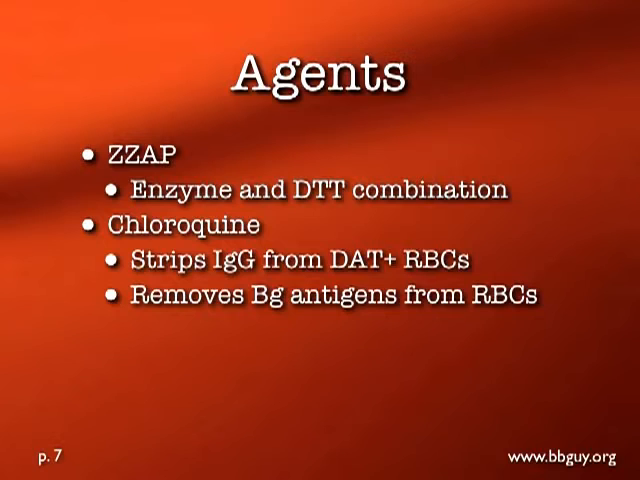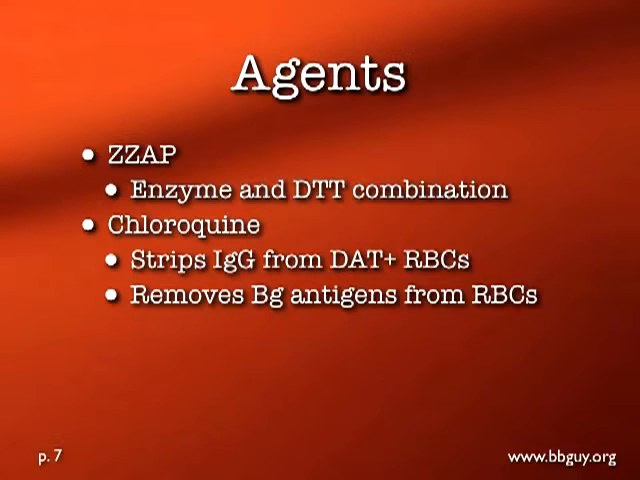ZZAP, on the other hand, is a combination of a proteolytic enzyme and DTT, so it does exactly what you would expect. It deactivates the antigens that enzymes deactivate, strengthens the ones that they strengthen, and DTT comes along and damages the Kel antigens, for example, and whatever else DTT damages.